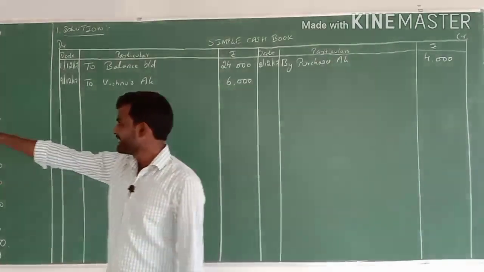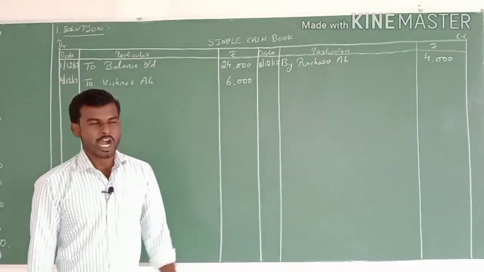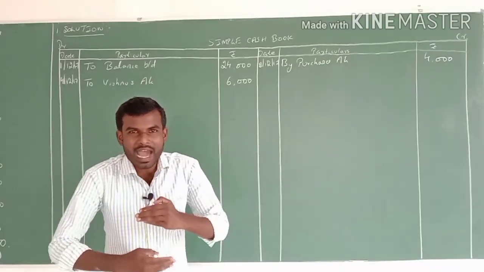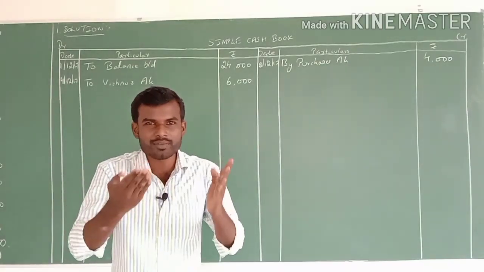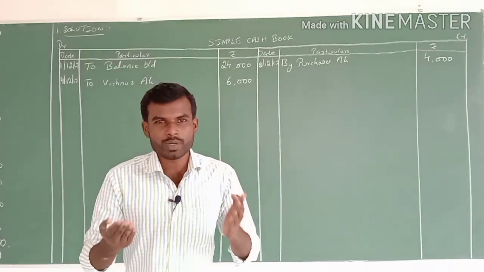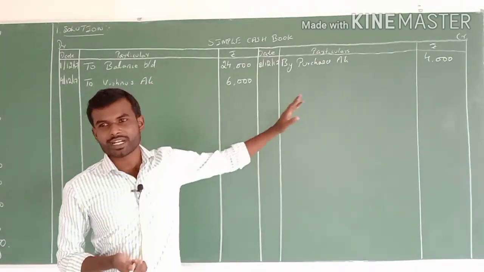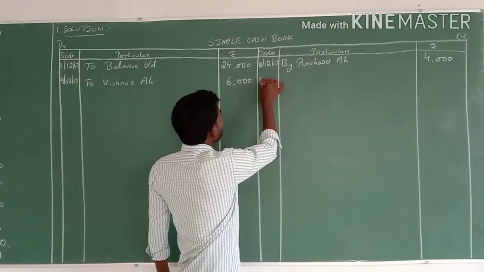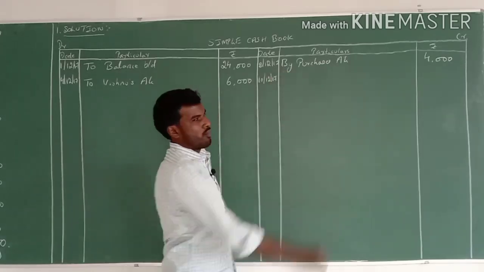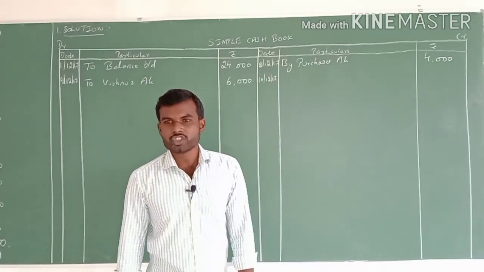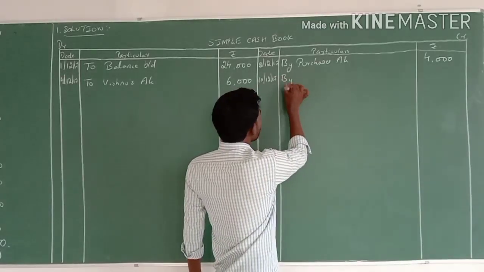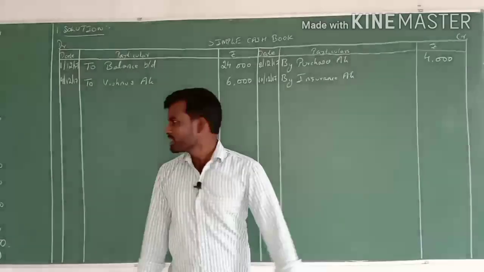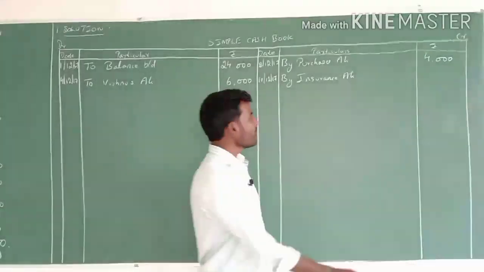The next date given is December 10th, paid insurance, rupees 2,000. On December 10th they are paying an insurance amount of 2,000. When they pay insurance, our cash balance decreases, so it should be recorded on the credit side because it is a payment. The date is 10th December 2017. We are paying insurance, so the entry is 'By insurance account'. The payment we made for insurance is 2,000.